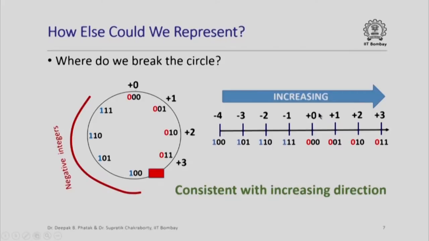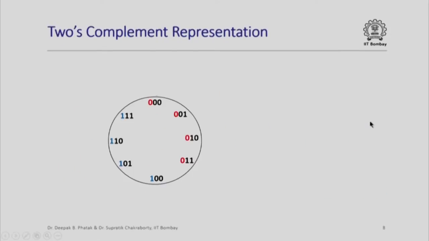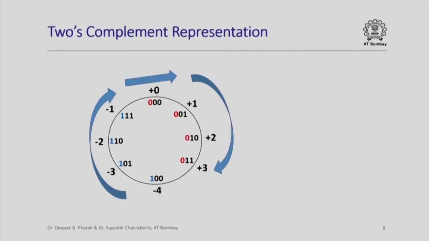So, this is what motivates the 2's complement representation. We are going to try to represent negative integers such that this corresponds to minus 4, this corresponds to minus 3, this corresponds to minus 2, this corresponds to minus 1, because this allows us to break this circle at this convenient point and then treat this unwrapped circle as an increasing number line. So, this is the picture that we have seen earlier. Along the circle, I am going to put minus 4, minus 3, minus 2, minus 1. So, this gives me one completely increasing sweep as I go around the circle in this direction.